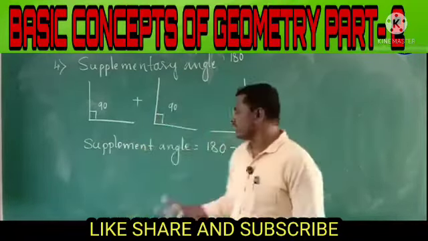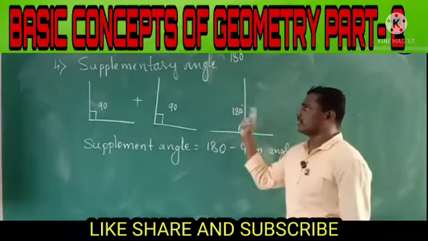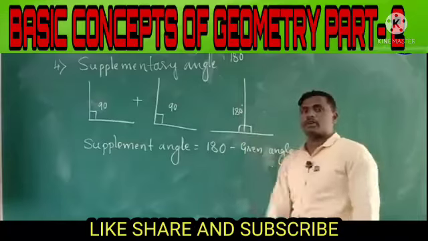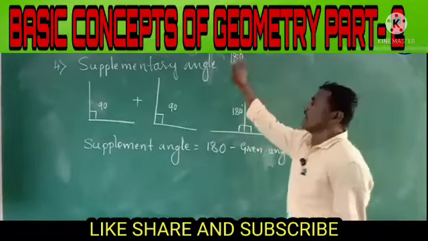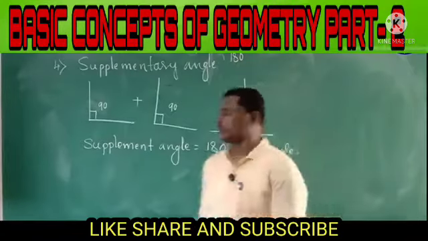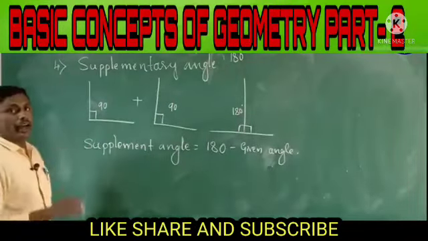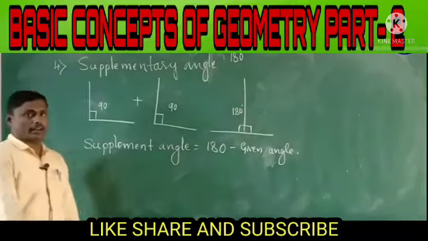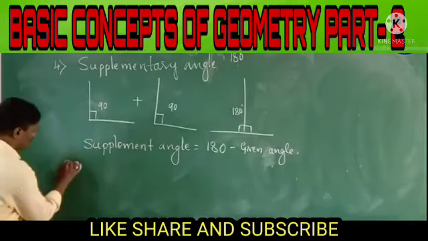Why are we taking 180 degrees here? As we all know, in supplementary angles the sum of the two angles is equal to 180 degrees. Okay, so let's take some examples. Find the supplement angles for the given angles.